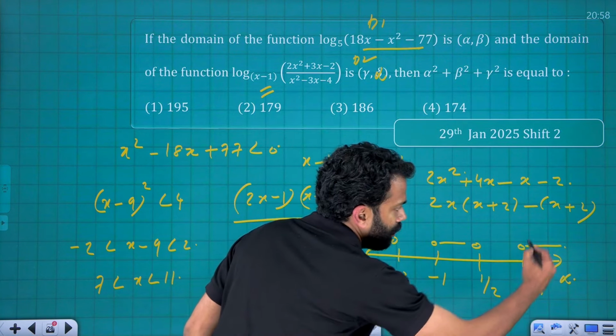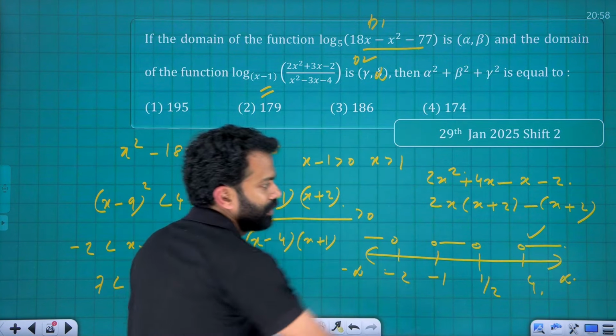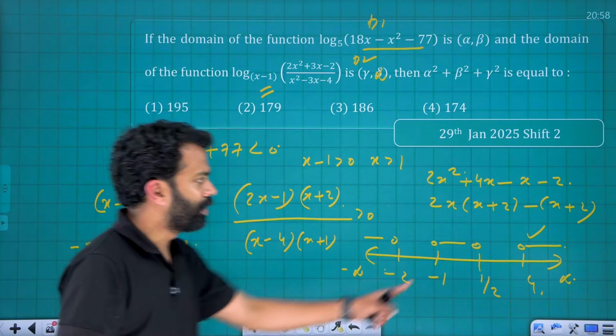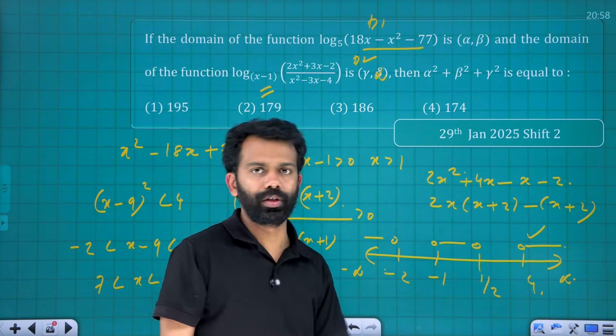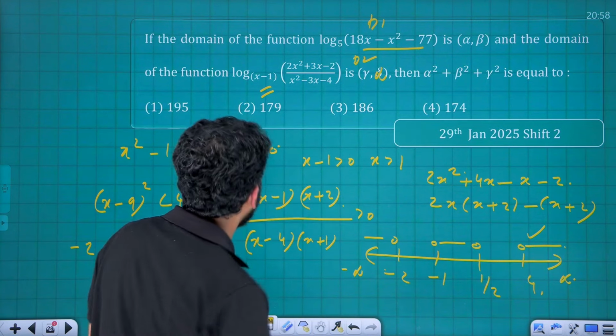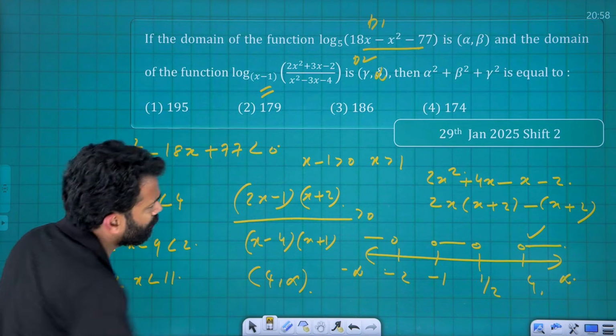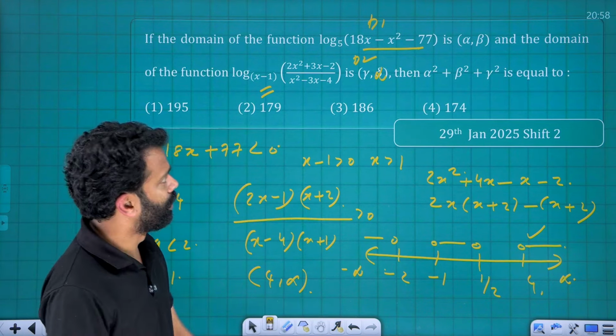Greater than 1 means we need to consider this only. Less than 1 by 2 we don't have to consider. Greater than 1 means the common region is 4 to infinity. So the region of this one is 4 to infinity. Okay, I think we don't have to find the intersection region here, right?